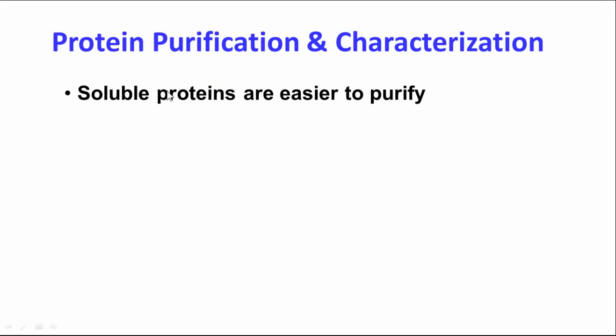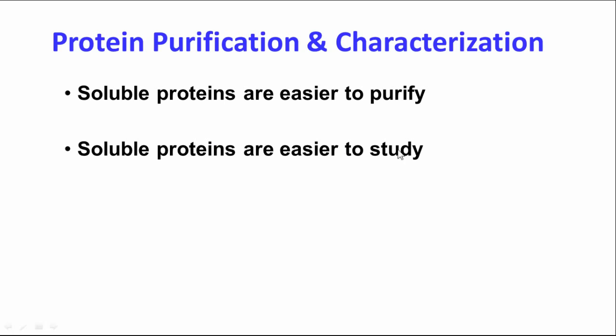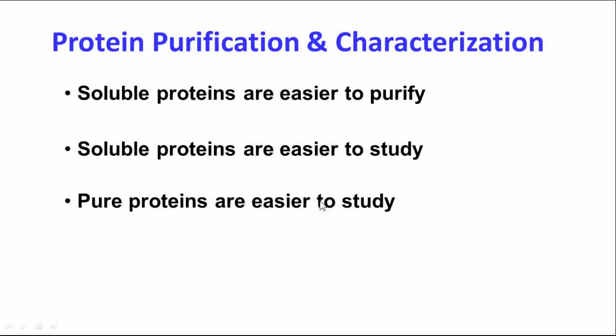Protein purification and characterization. We focus primarily on soluble proteins because we can purify those. Proteins such as collagen, that's part of bone, or elastin, that's part of your lung, or keratins, part of your fingernails, are very difficult to purify because they're not soluble. Soluble proteins are therefore easier to study. Pure proteins are easier to study.